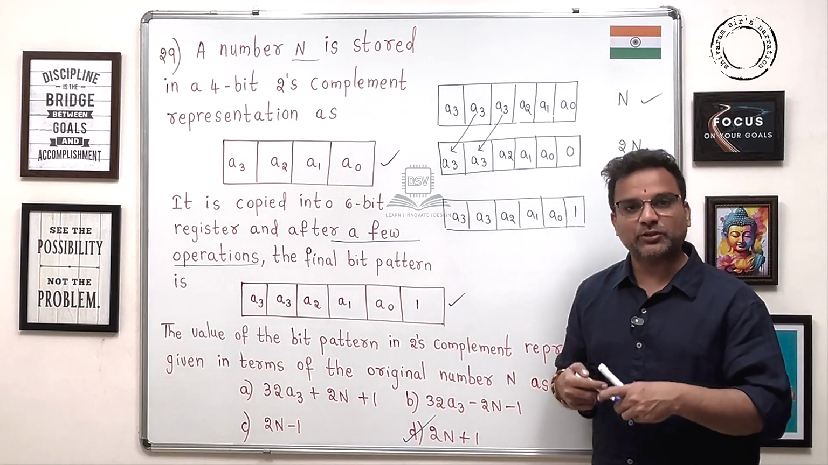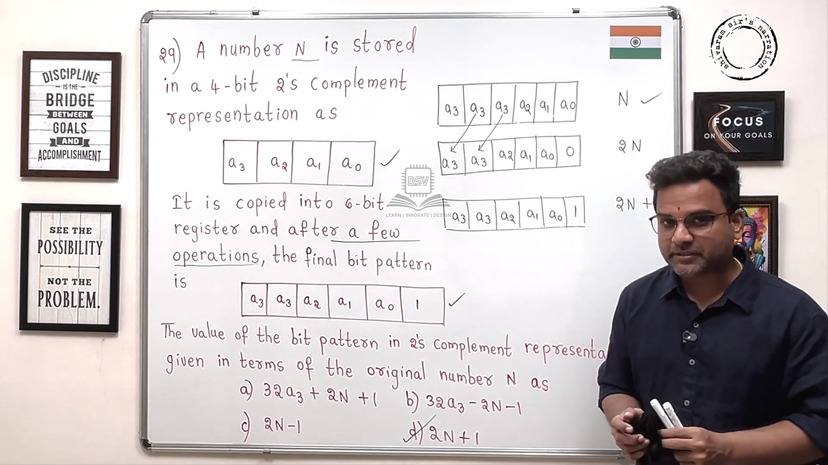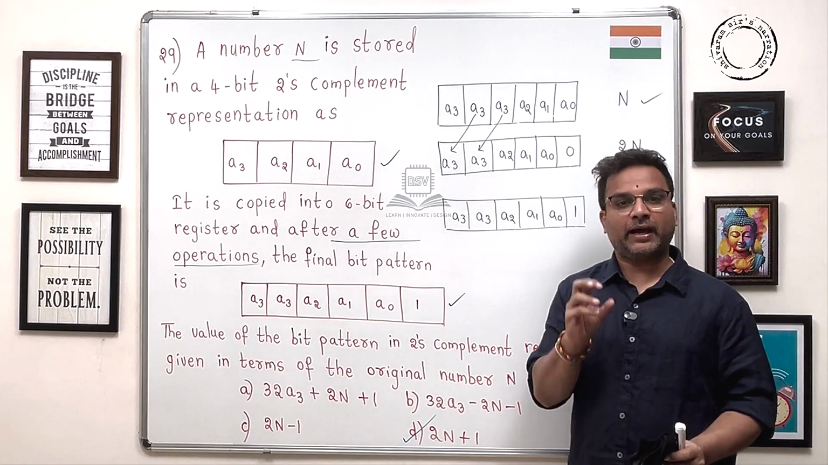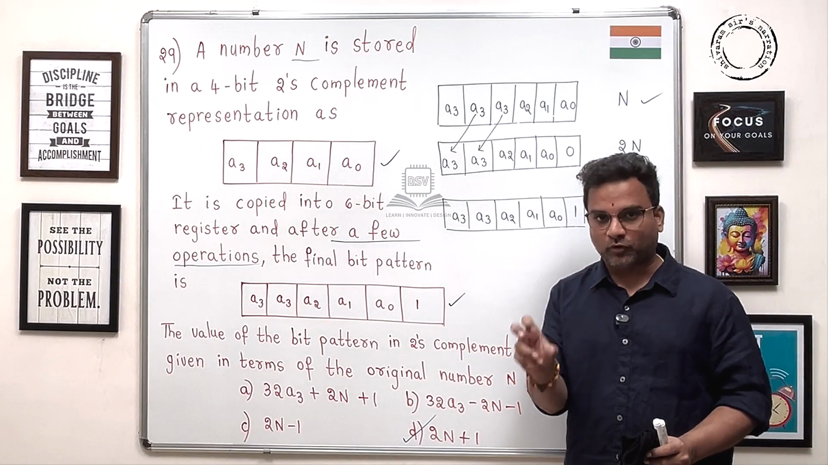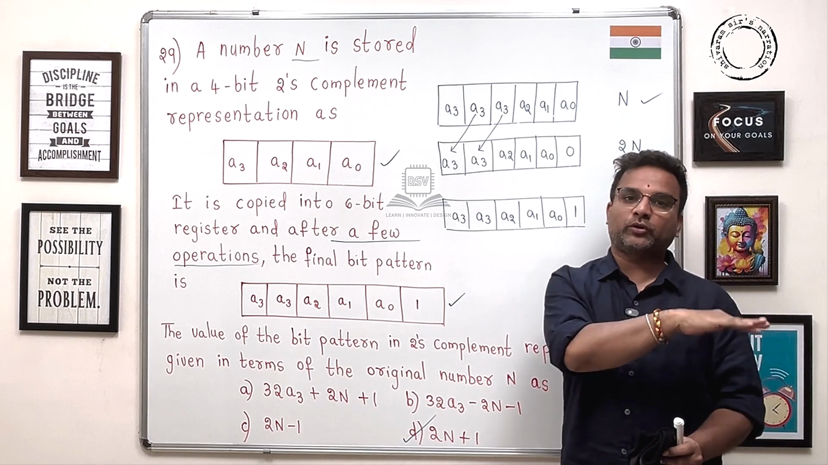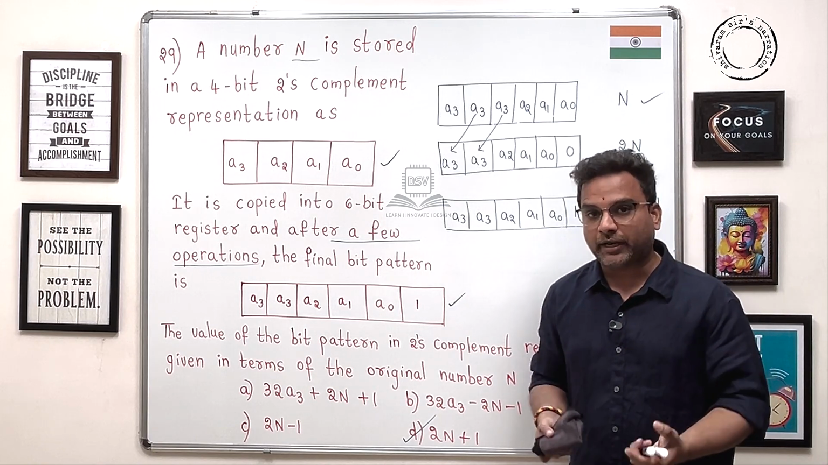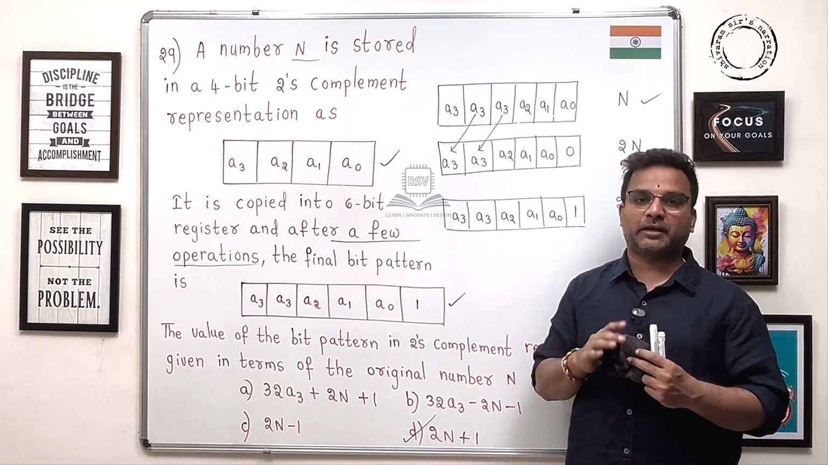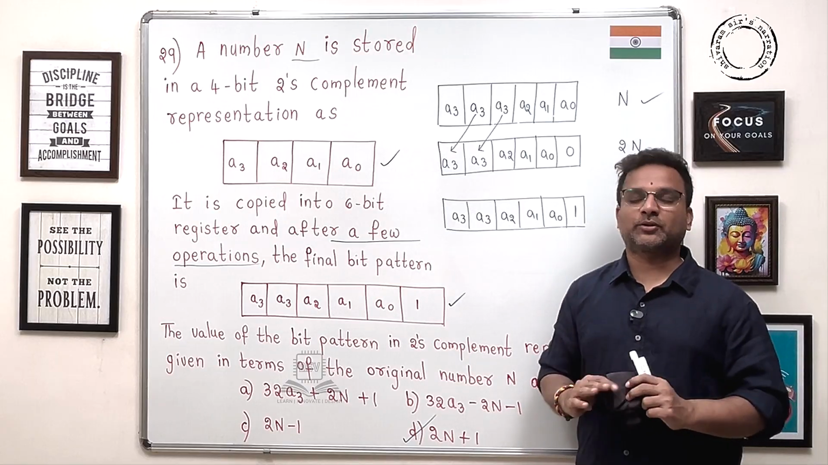Okay guys, this is about 2's complement representation extension. If we have a representation in 4 bits and we want to extend it into 8 bits, how can you extend the 2's complement representation? This is what the question is.